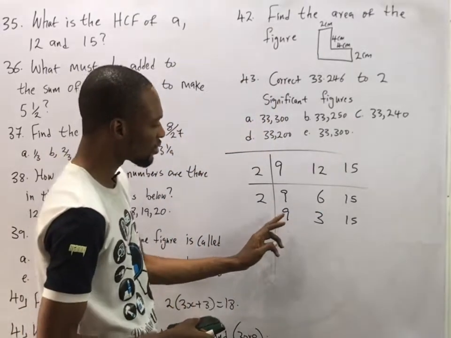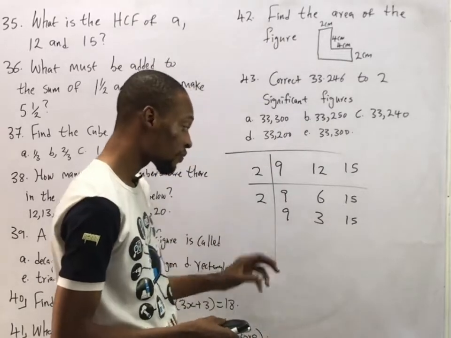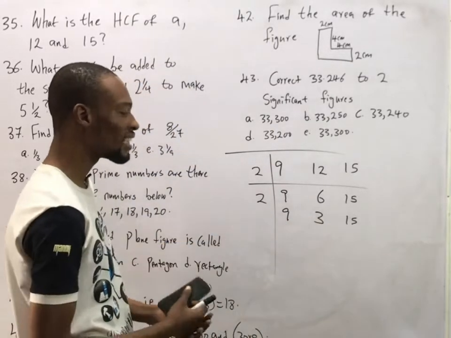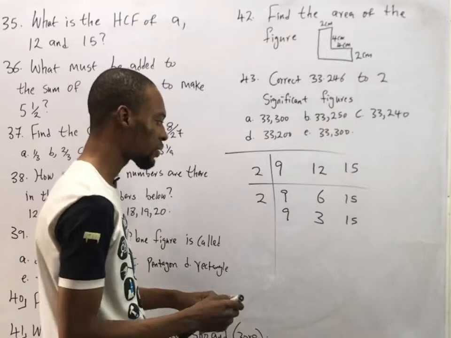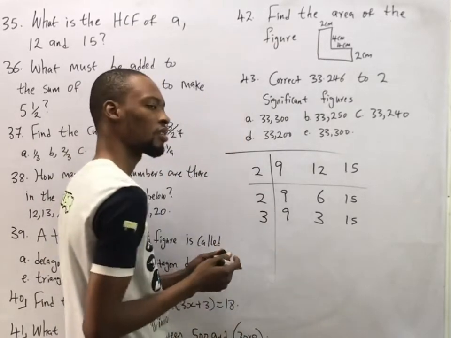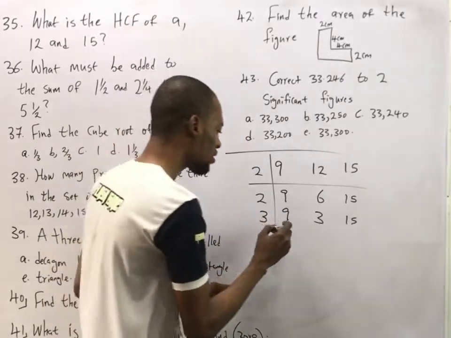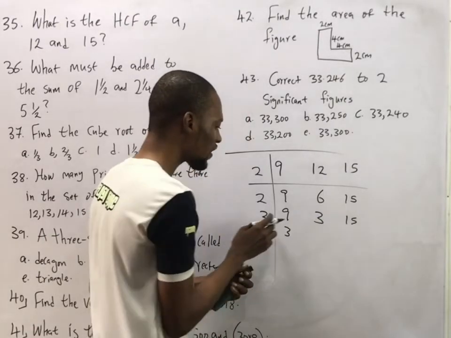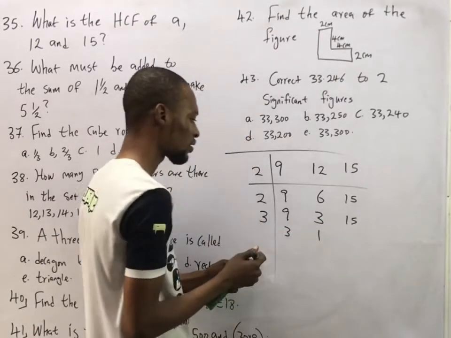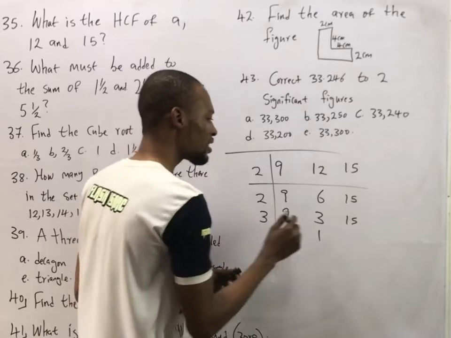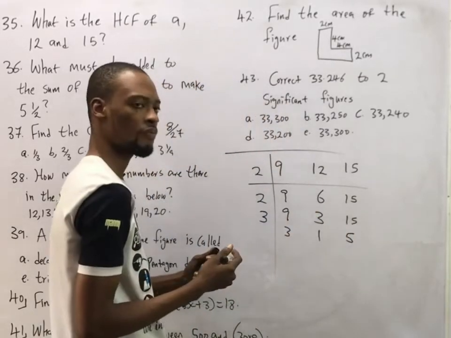So looking at these values, 9, 3, and 15, 2 cannot divide any of them. So we go to 3. 9 divided by 3 is 3. 3 divided by 3 is 1. 15 divided by 3 is 5.